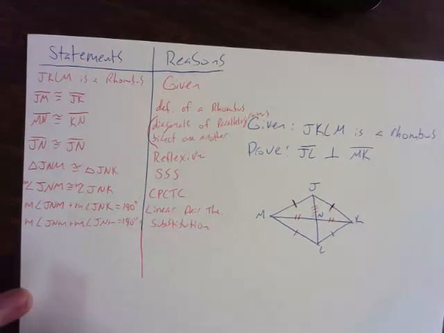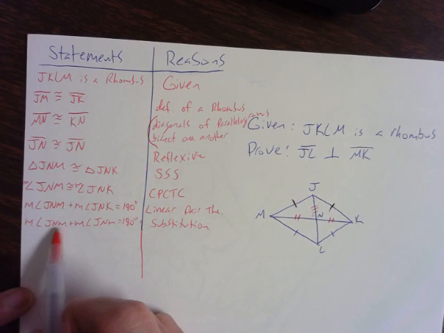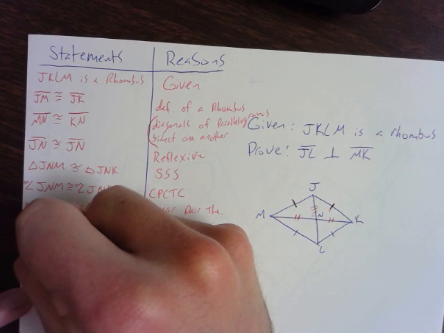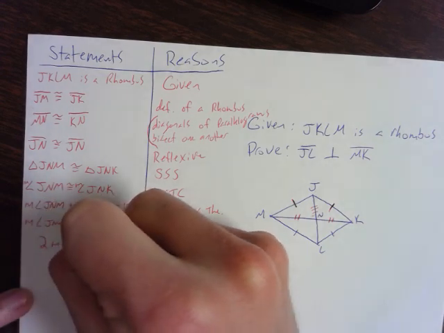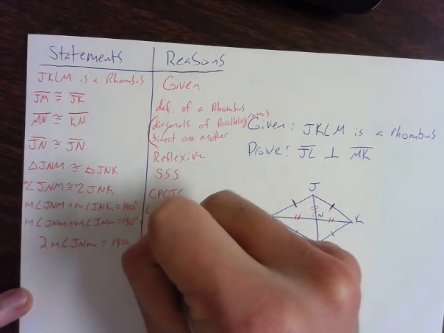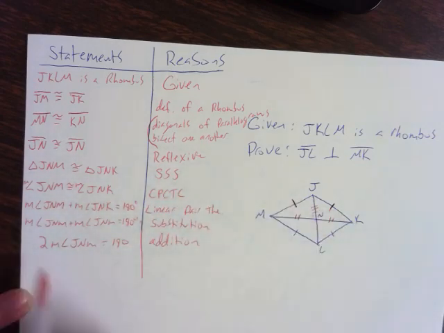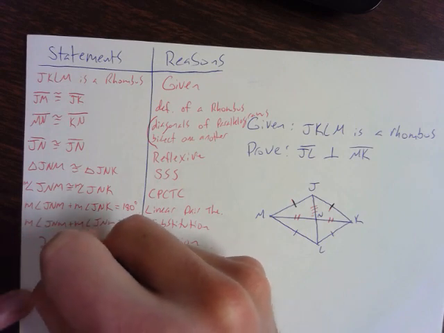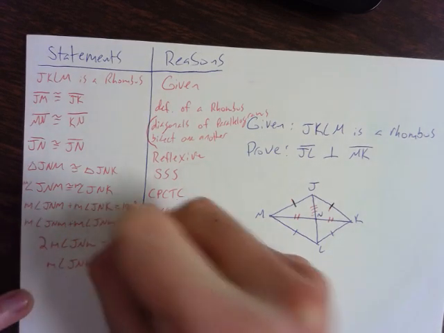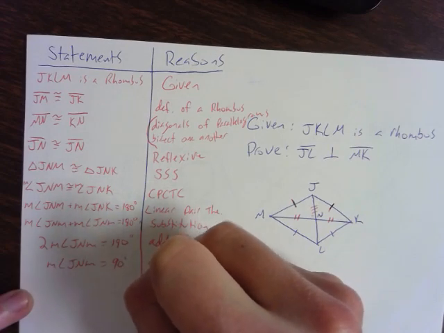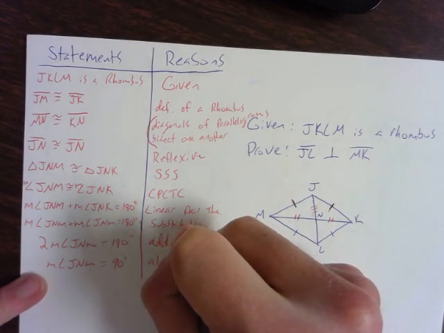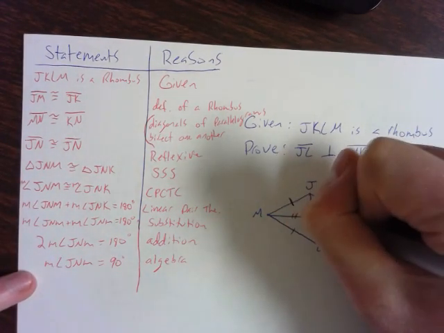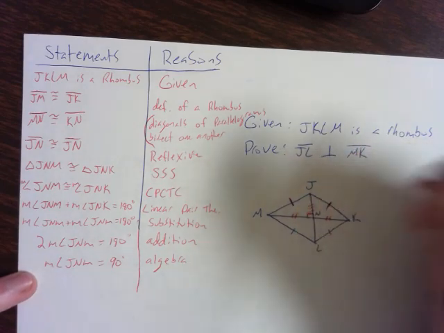Well, by using some simple addition, I have two of these, right? I have the measure of angle JNM and the measure of angle JNM, so I have two measures of angle JNM. Those equal 180. This is just addition. And by dividing both sides by 2, I can say that the measure of angle JNM equals 90 degrees. And that is just simple algebra, solving for my angle. So if I look over here, angle JNM is actually a 90-degree angle.